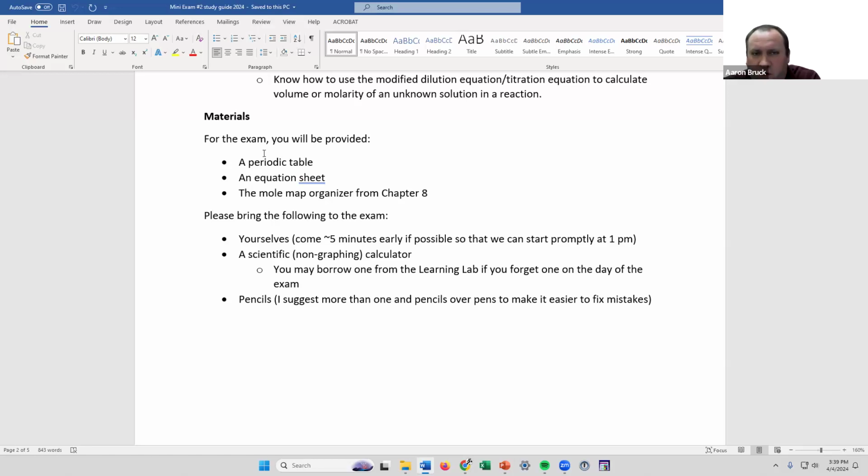And I'm also going to give you that mole map organizer from chapter 8, which should help you with organizing your stoichiometry if you've been practicing how to use it to do such.